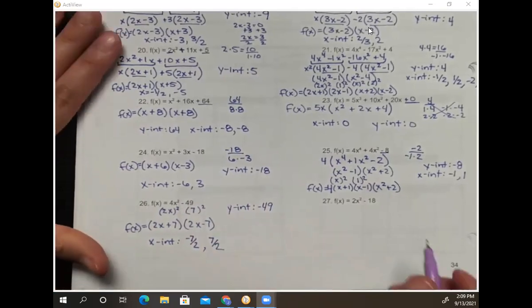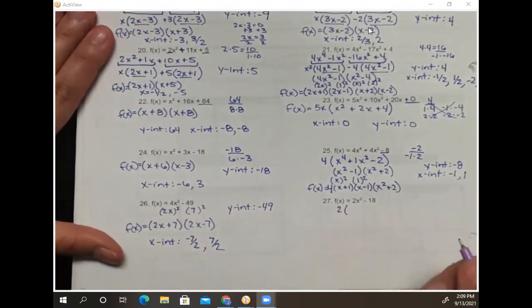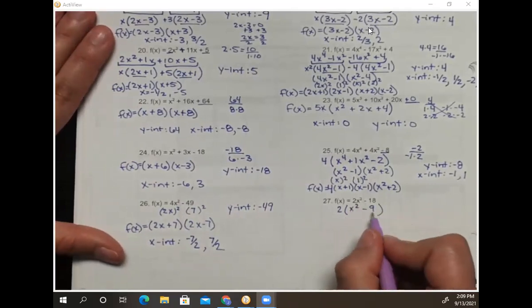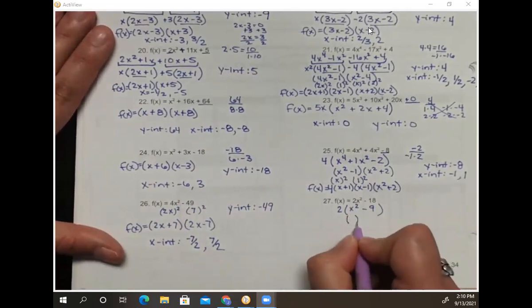Number 27, I have a GCF I can take out at the start. So I'm going to divide out a 2 or factor out a 2. That leaves me with x^2 - 9. Now I've got two terms, even degree, subtraction. We're going to use difference of squares again.